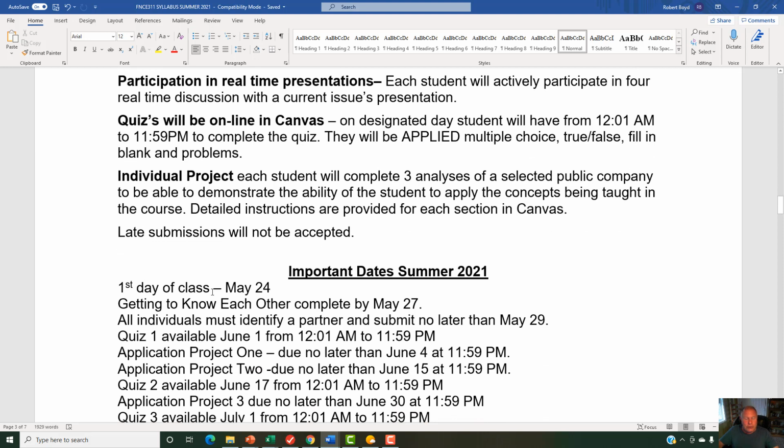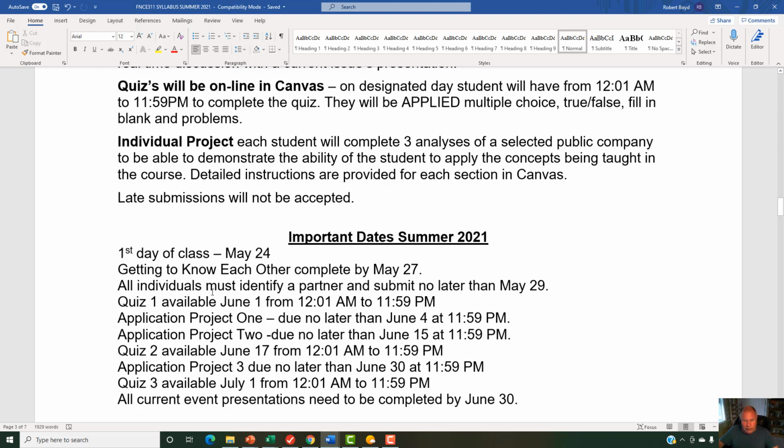Each student will complete 3 analyses of a selected public company to demonstrate your ability to apply the concepts being taught in the course. There'll be detailed instructions for each section. Late submissions will not be accepted. If you have a problem with the timing or anything else going on, please let me know. Don't wait till it's too late.